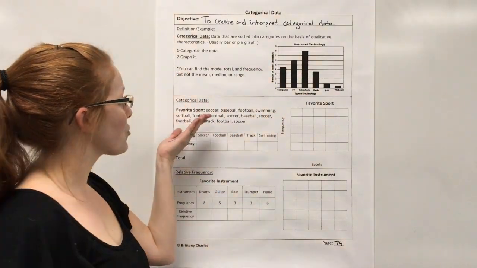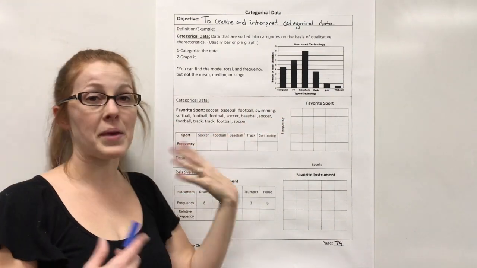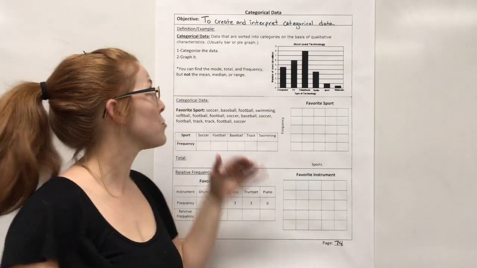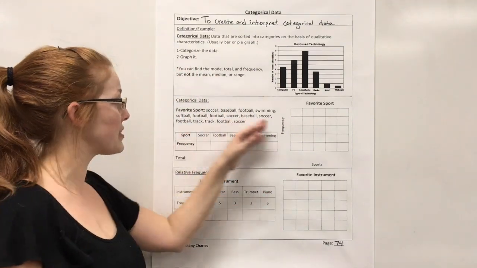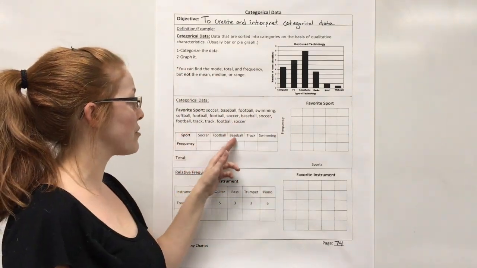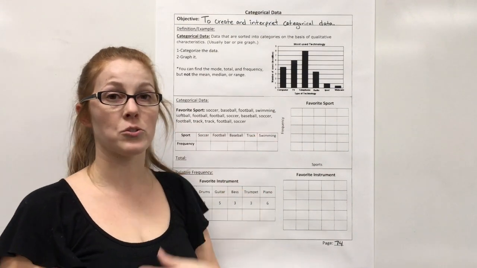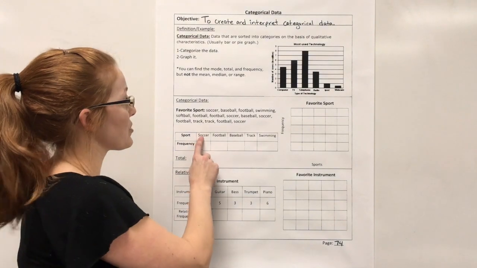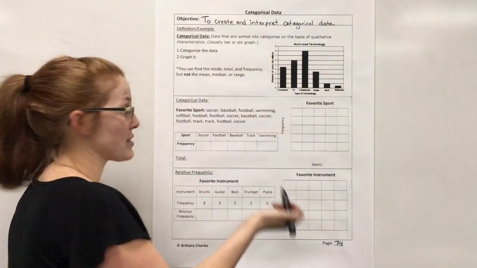Okay, so let's look at our first example. I have a list of data of what people chose as their favorite sport. My first thing to do is categorize it or sort it. I've already made a table here, and here are the different sports. Now I need to count how many of each sport there were. We're going to start with soccer, and we want to cross them off as we count them so we don't count it twice.